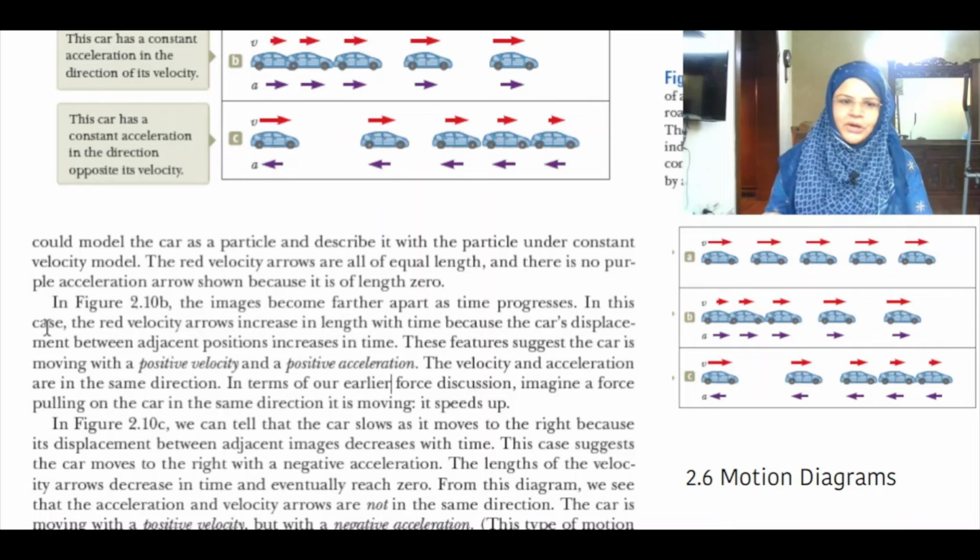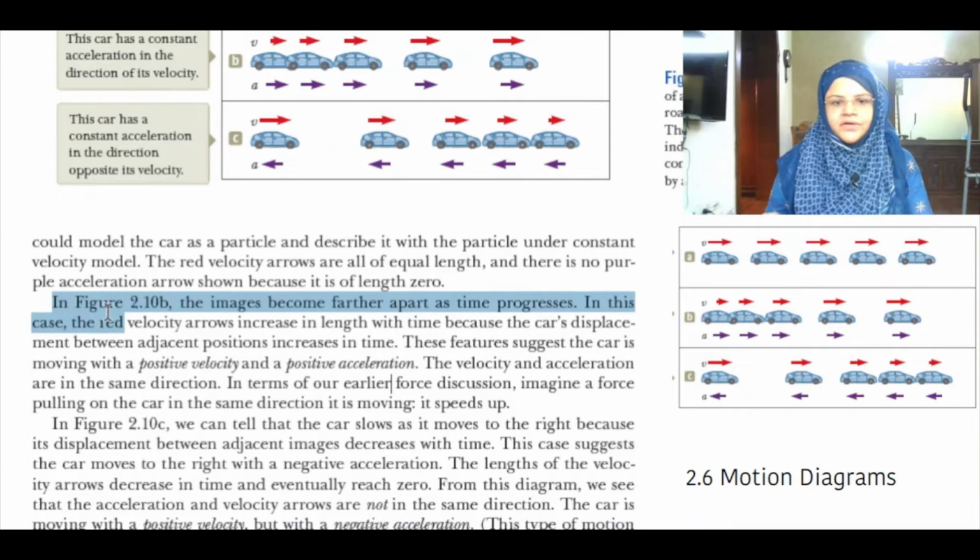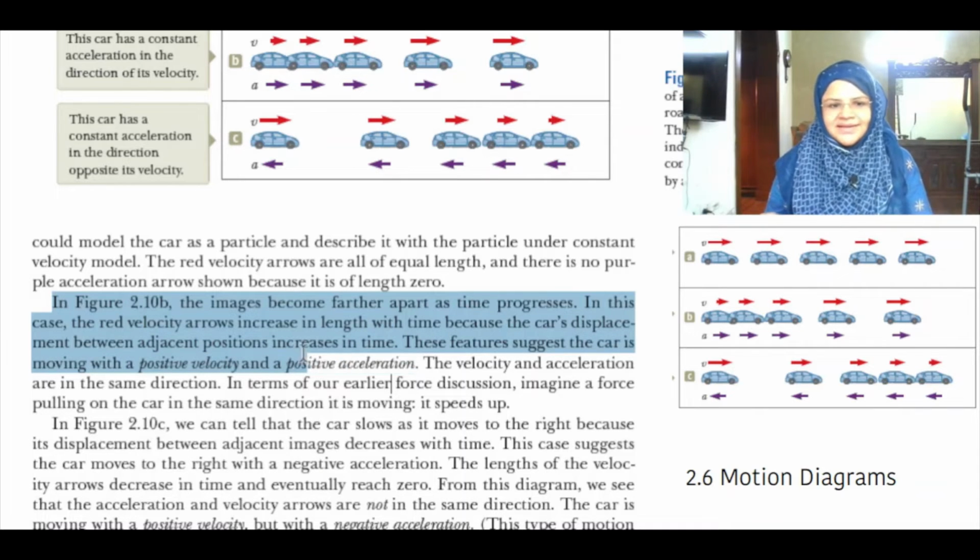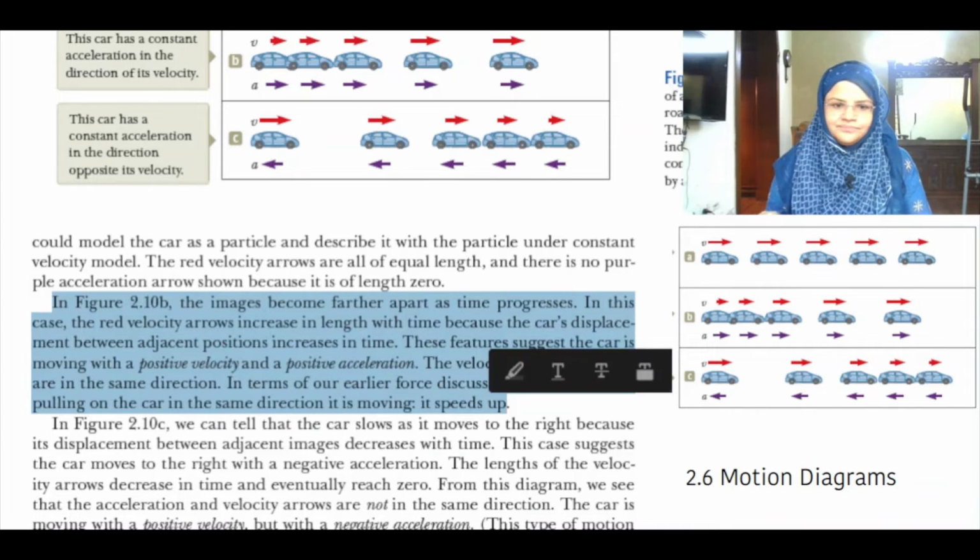In figure 2.10b, the images become further apart as time progresses. In this case, the red velocity arrow increases in length with time because the car's displacement between adjacent positions increases in time. These features suggest the car is moving with a positive velocity and a positive acceleration. The velocity and acceleration are in the same direction. In terms of our earlier force discussion, imagine a force pulling on the car in the same direction it is moving: it speeds up.